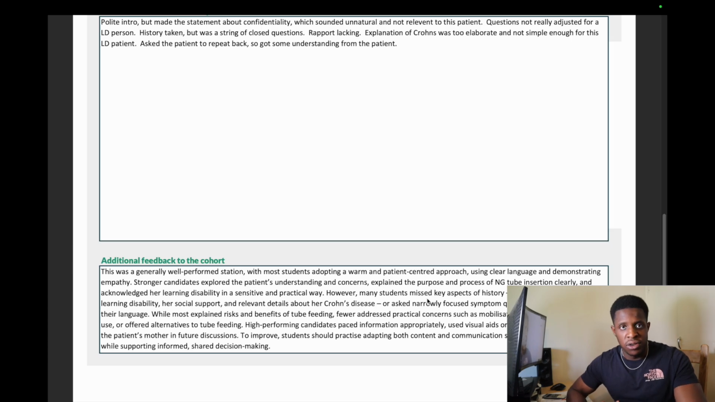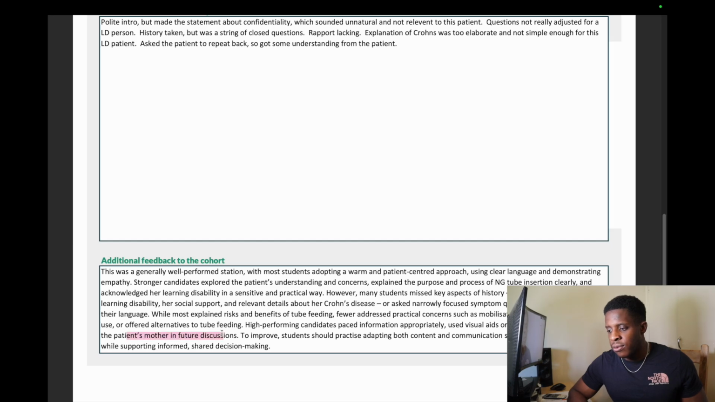So again, addressing concerns. This was another point that they wanted me to work on, which was the second point of my brief, but I don't think I spent as much time doing that. I spent a lot of time trying to explain the NG tube, and then rushed this near the end. Few discussed medication use or offered alternatives to tube feeding. High performing candidates paced information appropriately, used visual aids or props, and offered to involve the patient's mother in future discussions. To improve, students should practice adapting both content and communication style to the patient's needs while supporting informed, shared decision making. Okay, a lot of feedback here that we can act on.